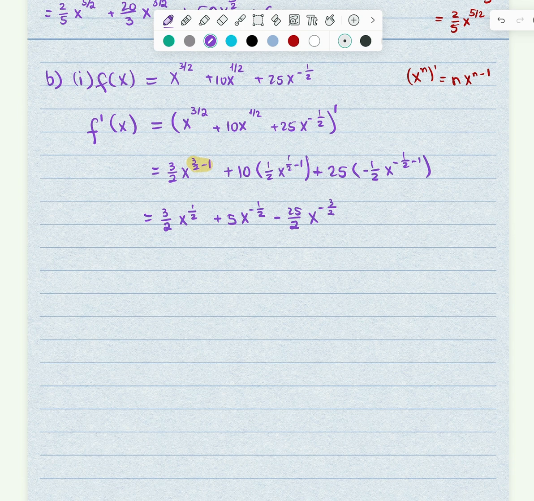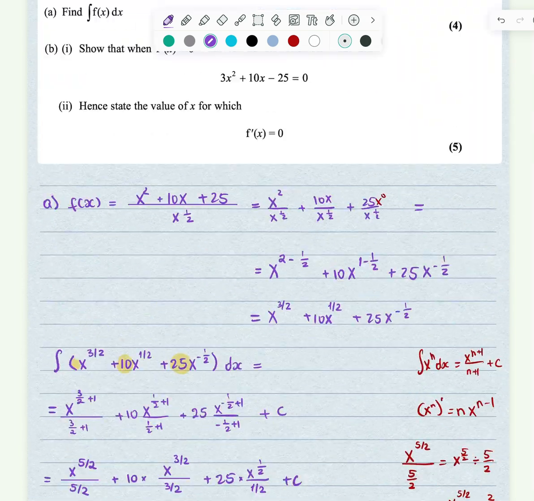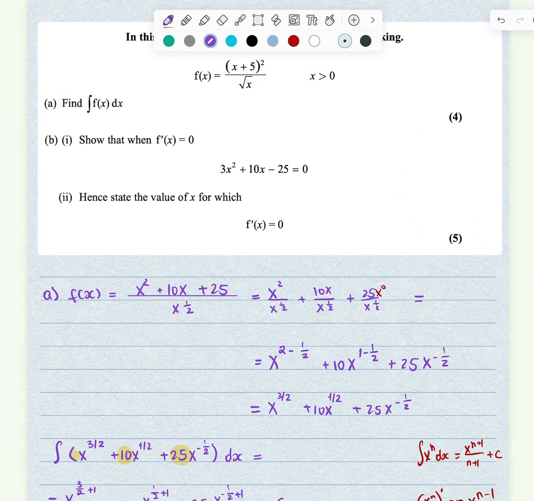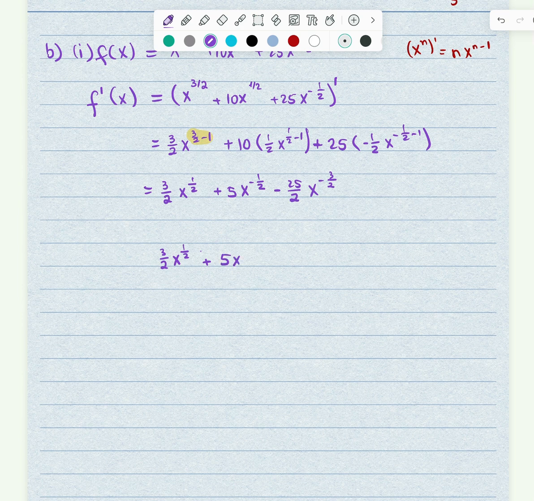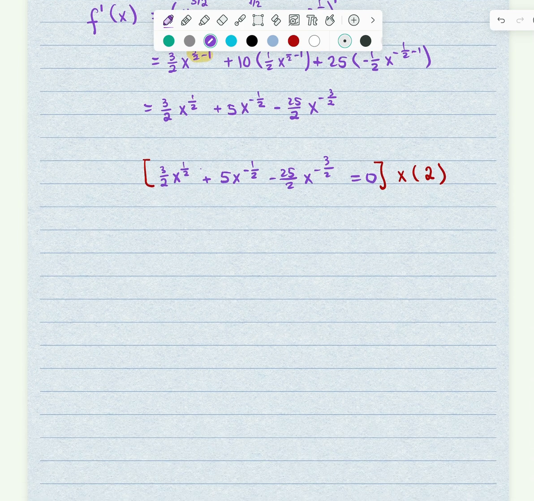So then what I'm going to do here is take this expression, because they want us to show it can be written as 3x squared plus 10x minus 25. So I'm going to take this expression and equate it to 0, and then I'm going to do an adjustment on this, adjusting it into the form they want. So I'm going to multiply everything by 2 first.